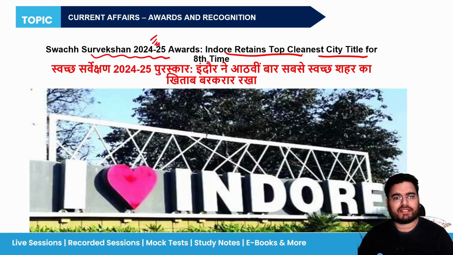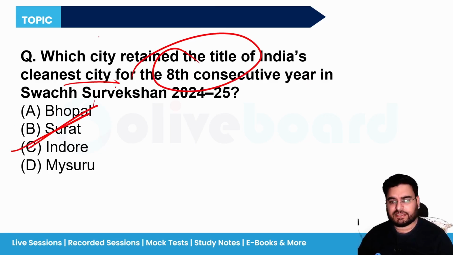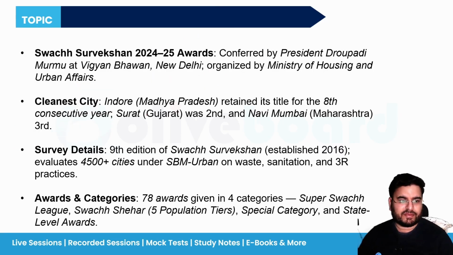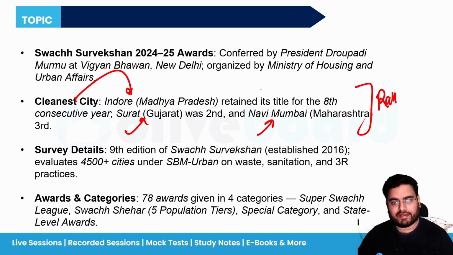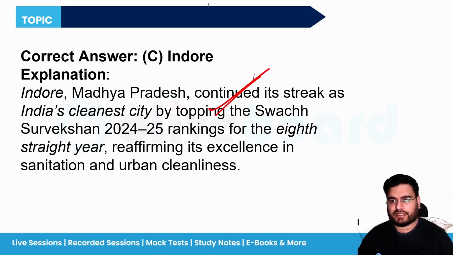Next, very important news is Swachh Survekshan 2024-25. Indore retains top cleanest city title for the 8th time. So Indore, which is in Madhya Pradesh, has secured the cleanest city title for the 8th consecutive time. C is the correct answer. Okay, so please remember, cleanest city Indore is in Madhya Pradesh. Second is what? Surat, and third is Navi Mumbai. Please remember this ranking. Very important. Okay, and this survey evaluated 4,500 cities. Right, it comes under Swachh Bharat Mission Urban. Got it? So please remember this thing. Chalo. Indore is the correct answer.